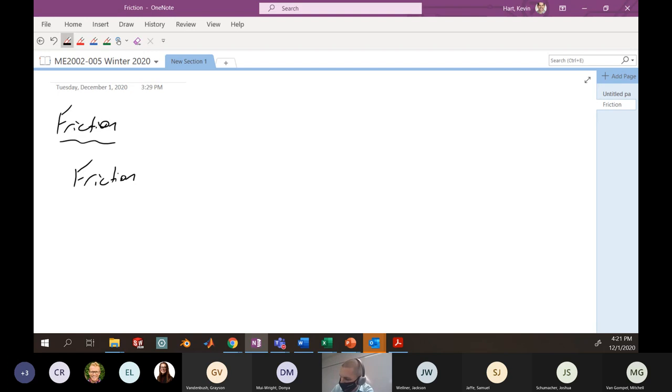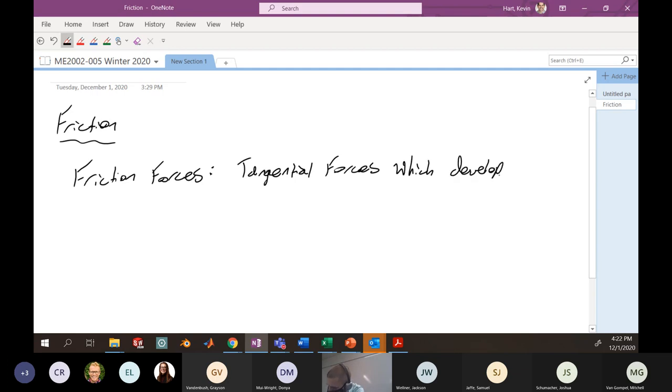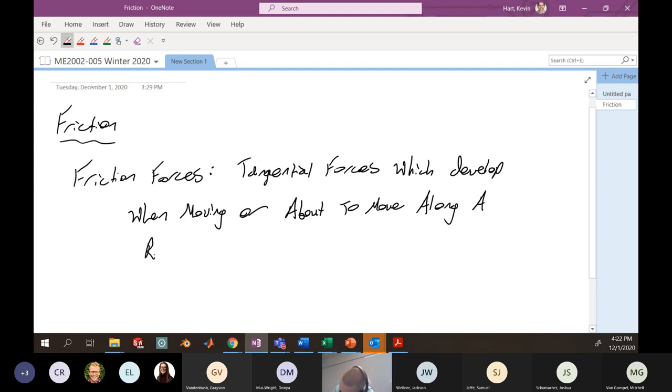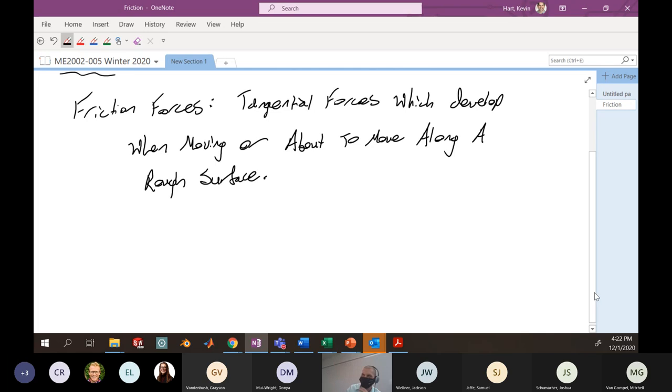Okay, so let's talk about friction. First thing we'll talk about is friction forces. And friction forces are forces that act to oppose motion or oppose impending motion. So we'll say that these are tangential forces which develop when moving or about to move along a rough surface. Okay, the classic example is the box on a plane.